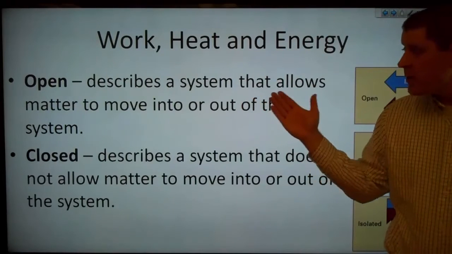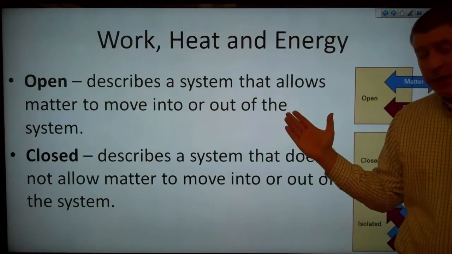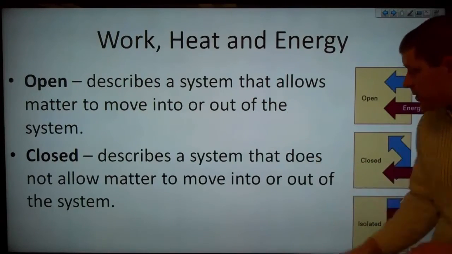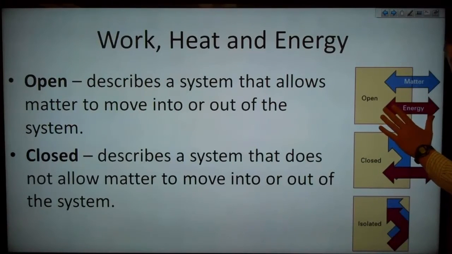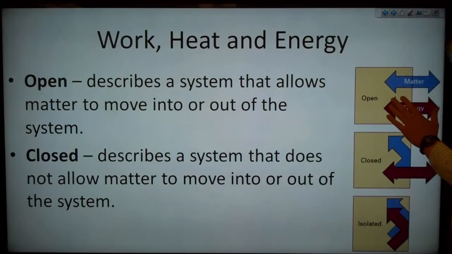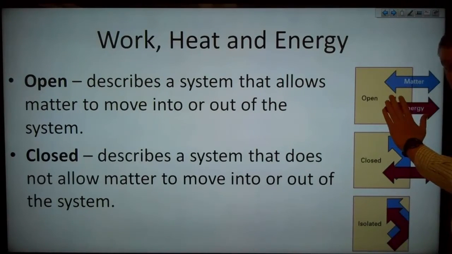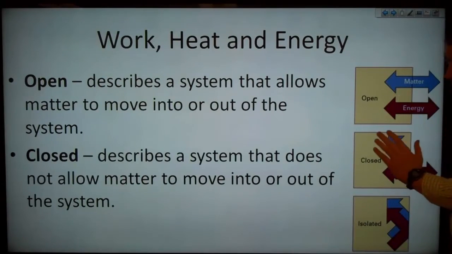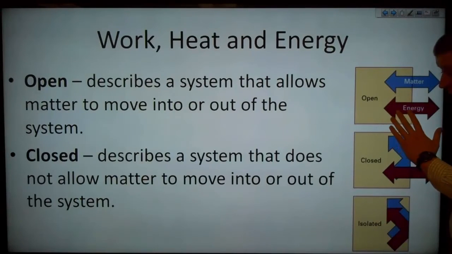Now, the term open describes a system that allows matter to move into or out of the system. So that's symbolized by the top case here. We've got a blue arrow symbolizing the movement of matter. We can allow matter to move into or out of the system. And if the system is open, we also can allow energy, symbolized by this red arrow, to move into or out of the system.